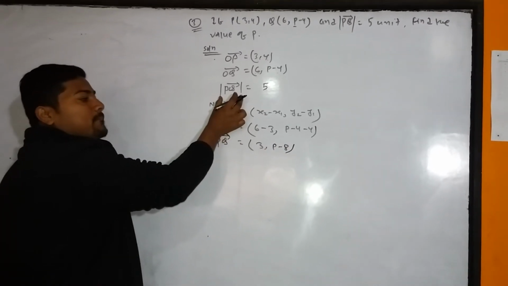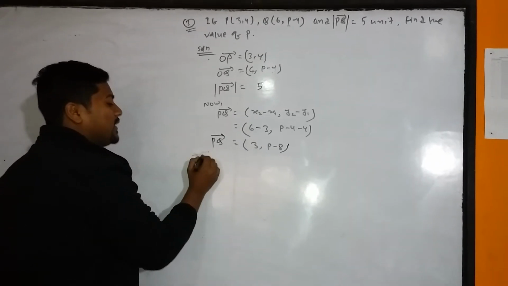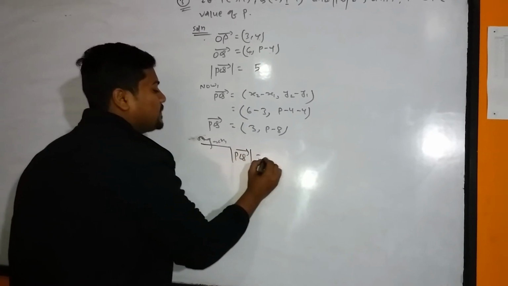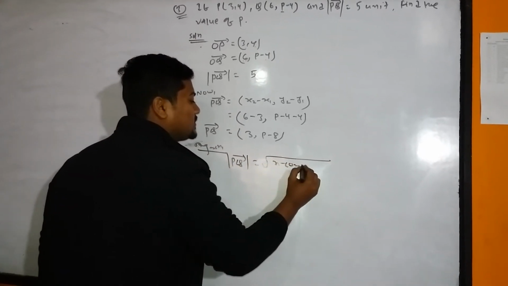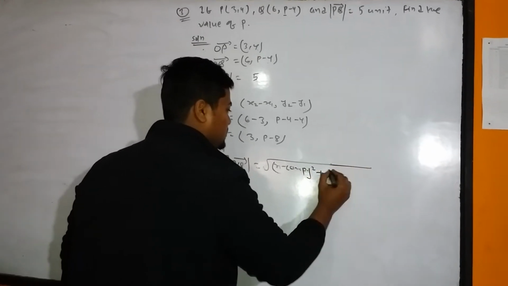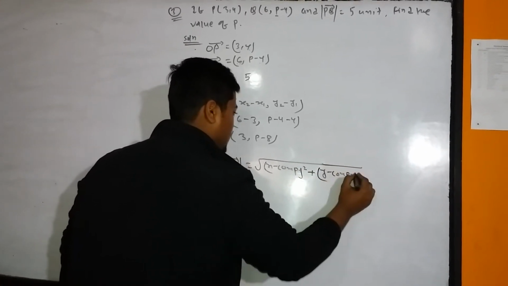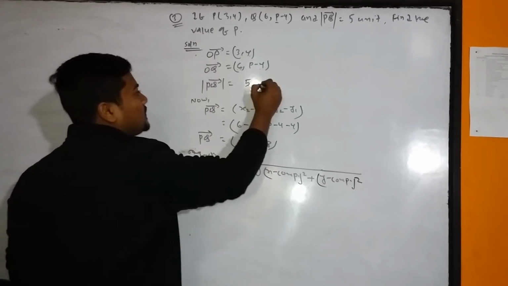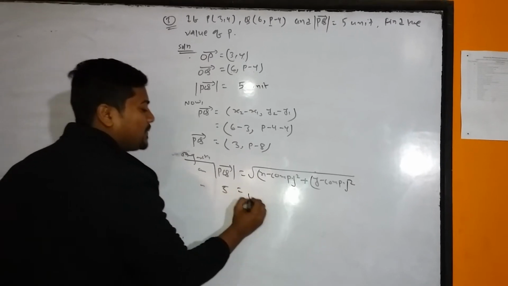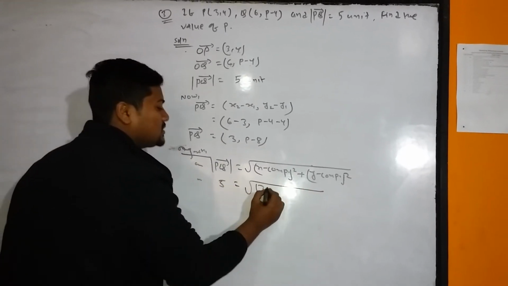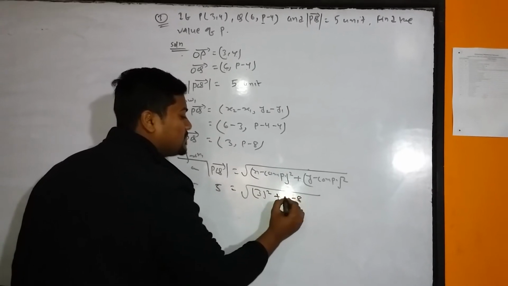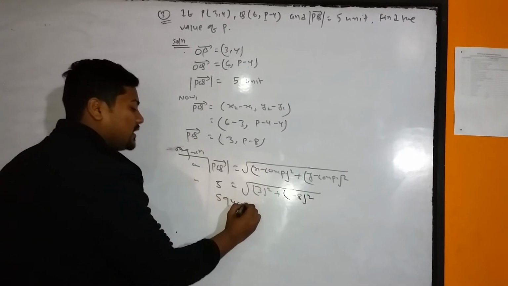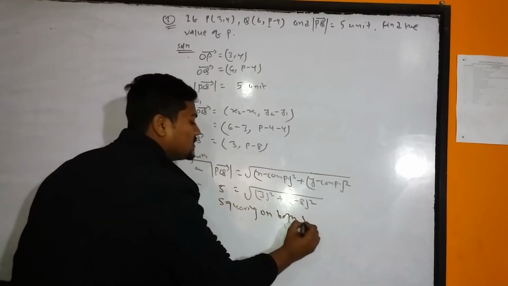Now we have to find the magnitude of the PQ vector. What is the formula? Root under x component whole square plus y component whole square. The magnitude of the PQ vector is given as 5. So 5 equals root under 3 square plus (p minus 8) whole square. Now what can we do? Squaring on both sides.